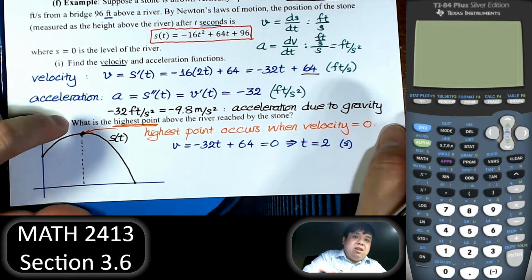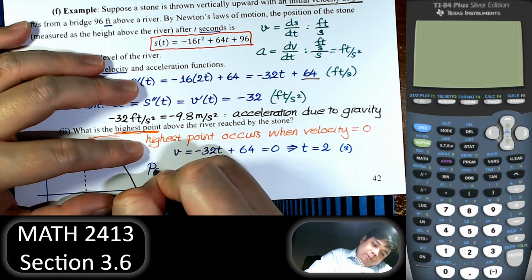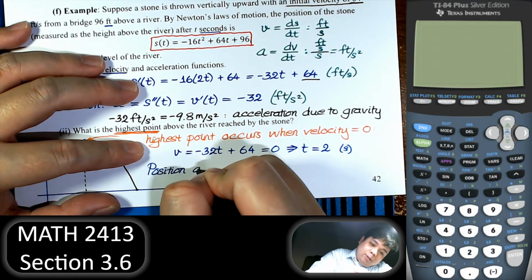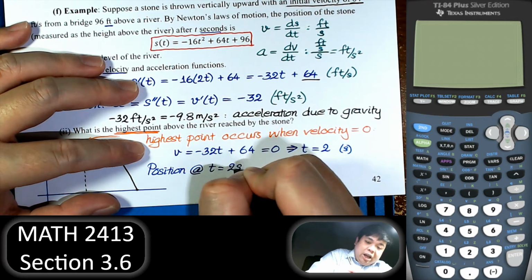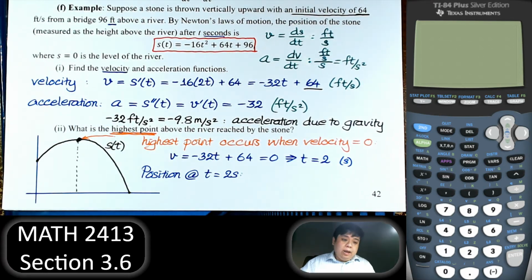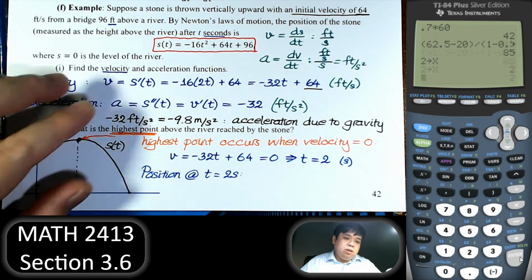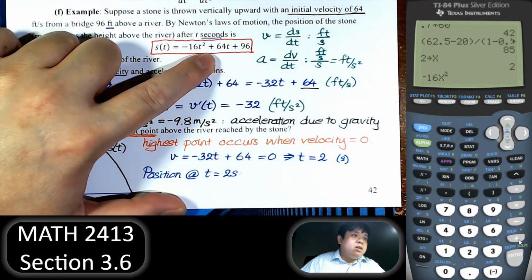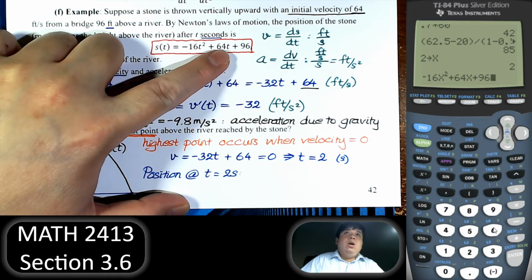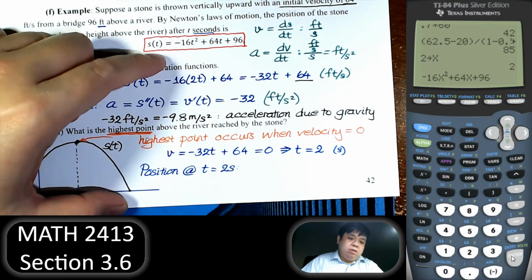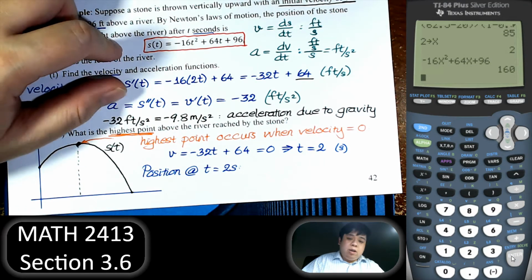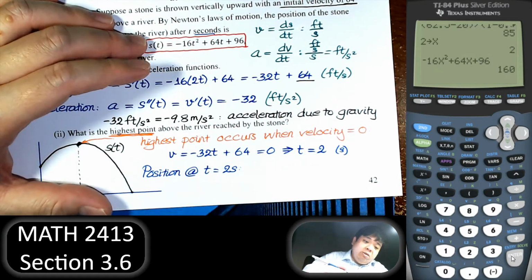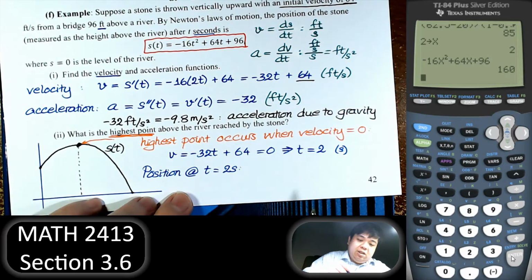So just find that position at t equal to 2 seconds. 2 seconds after the stone is released. So we have t equal to 2, so I put 2 into x, and then we have negative 16 x squared plus 64 x plus 96, where x is equal to 2. So that's what we have. That's 160 feet above the sea, above the river water level.